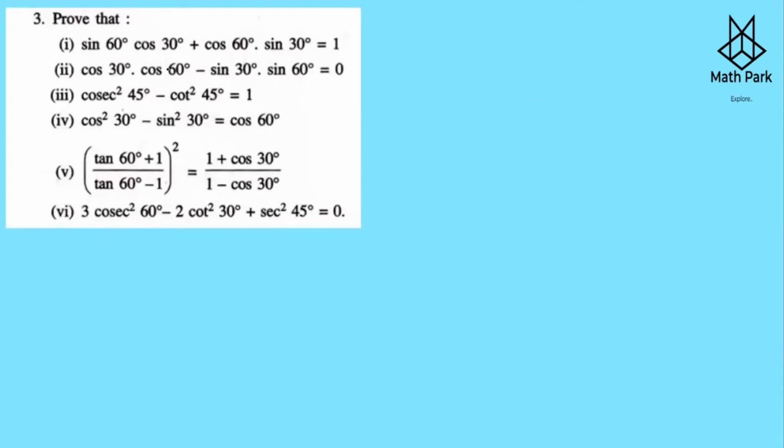Prove that sine 60 cos 30 plus cos 60 sine 30 is equal to 1. We start with the first one. We take LHS. So LHS is sine 60, which is root 3 by 2. Cos 30 is again root 3 by 2. Plus cos 60 is half, and sine 30 is half.